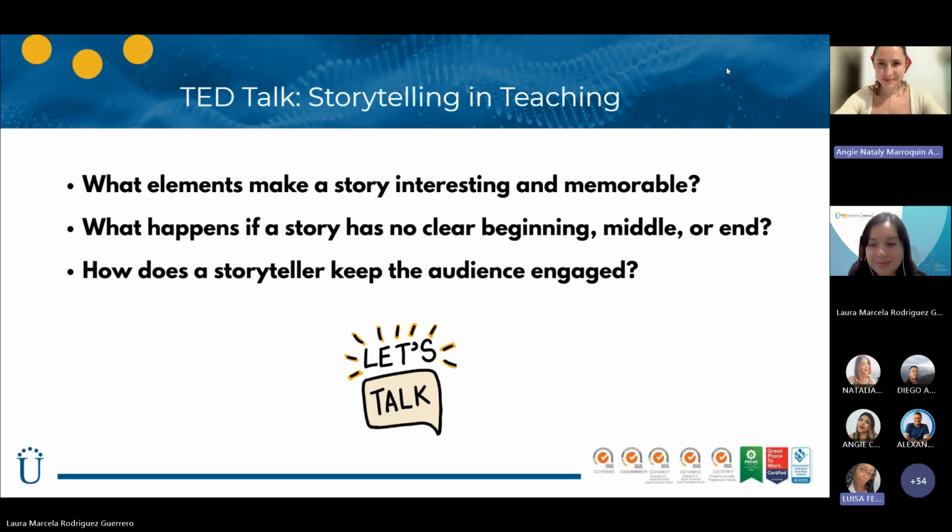For the first question, what elements make a story interesting and memorable, I want to say that the feeling it causes the reader, whether a negative or positive vibe, and more if the story changes their way of being and thinking.